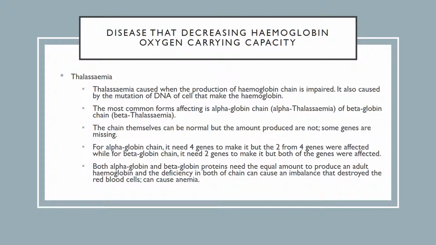Some genes are missing. For alpha globin chain, 4 genes are needed, but 2 out of 4 genes were affected, while for beta globin chain, 2 genes are needed. Both alpha globin and beta globin proteins need equal amounts of genes to produce an adult hemoglobin, and the deficiency in both chains can cause an imbalance that destroys the red blood cells and eventually can cause anemia.